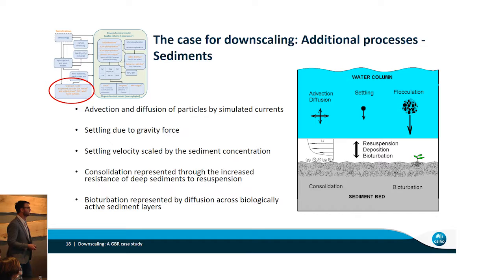Okay, so moving into the sediment component. The sediment model allows for a couple of processes here. We have the advection diffusion of suspended sediments, but there's also a settling and flocculation process, and sediment is then allowed to accumulate in the top 3 layers of the sediment. There's a couple of processes that then act in the sediment bed. First of all, there's consolidation, which means that the longer the sediment stays in the sediment bed, the more cohesive it becomes. And the second aspect is bioturbation.